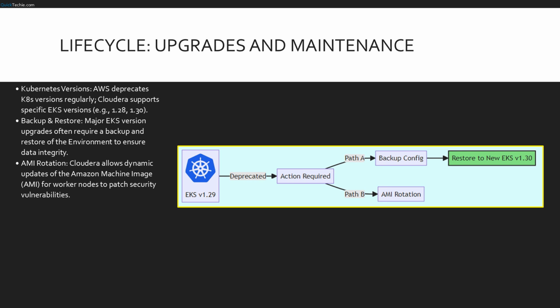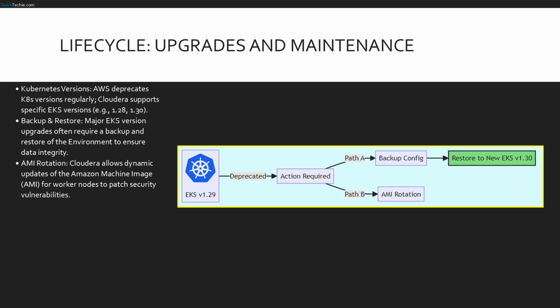AWS updates EKS versions frequently. Cloudera certifies specific versions like 1.28 or 1.30. When it's time to upgrade, say from 1.29 to 1.30, you often cannot just click Upgrade in AWS. The Cloudera recommended path usually involves a backup and restore workflow to spin up a new EKS cluster with the latest version. Additionally, you can rotate the underlying AMIs of your worker nodes to apply OS-level security patches without taking down the whole service. This flow shows the upgrade logic.